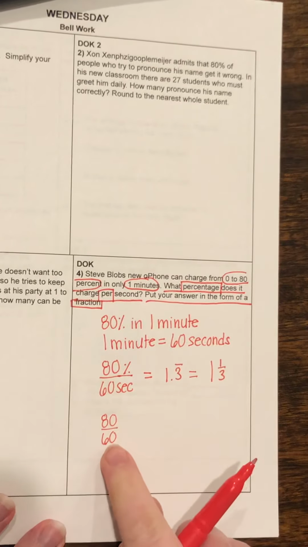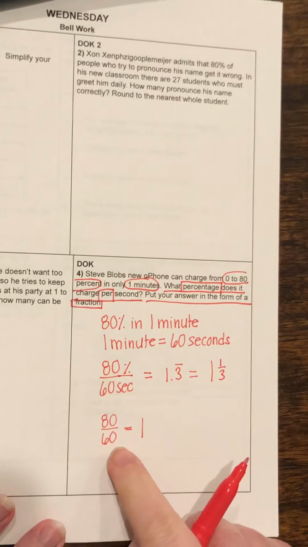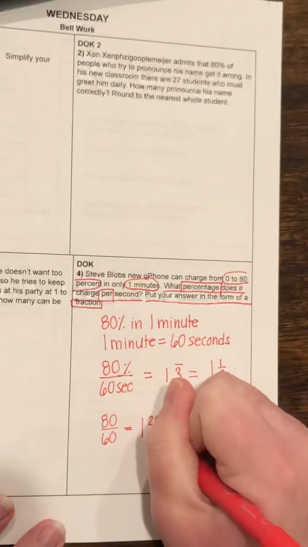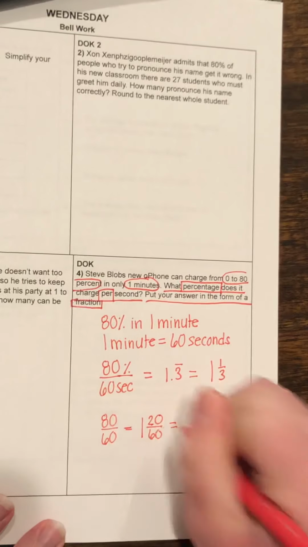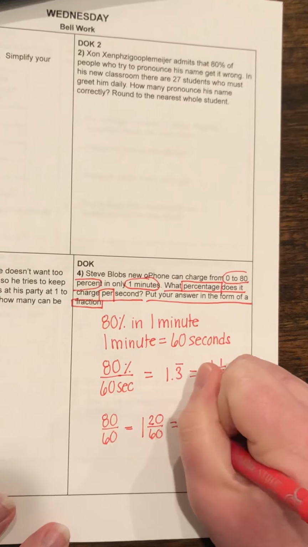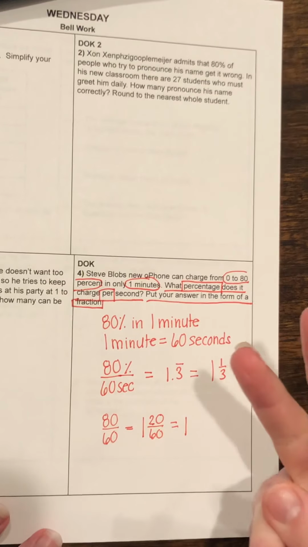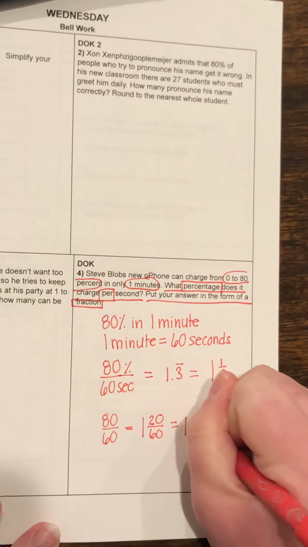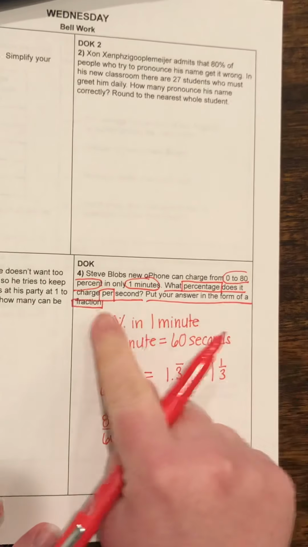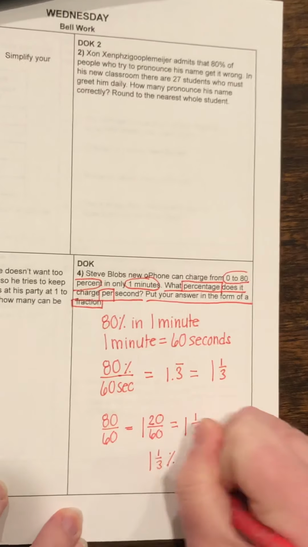We have 80 over 60. 60 goes into 80 one time. If I find out how much I have left over there, I have 80 minus 60, which is 20. And I'm putting it all over my original denominator. Okay, I know this is not simplified because at least 2 goes into both those numbers. So I'm going to slide it over here. And if I count by 20s, I can go 20, 40, 60. So that tells me that 20 goes into 60 3 times. So in other words, what percentage does it charge per second? Well, it charges 1 1/3% per second.